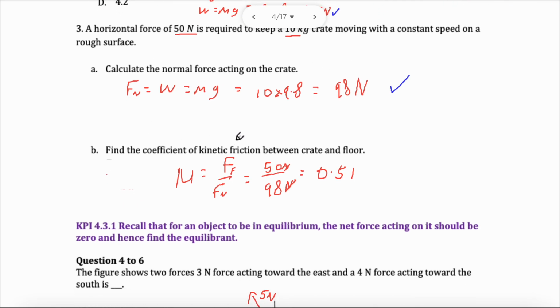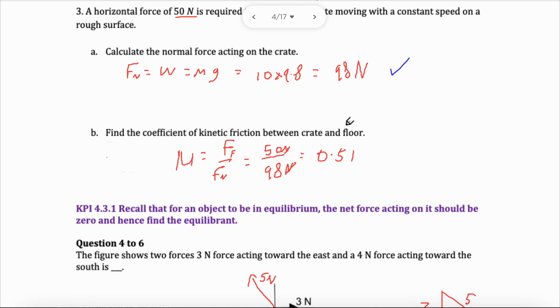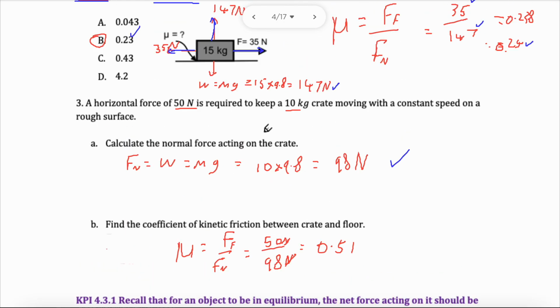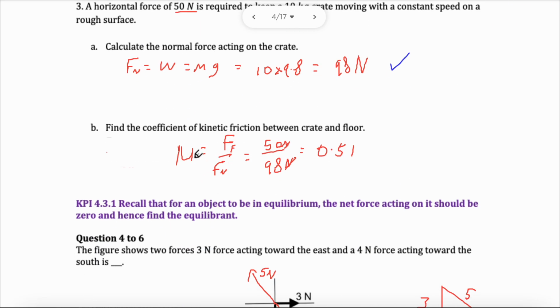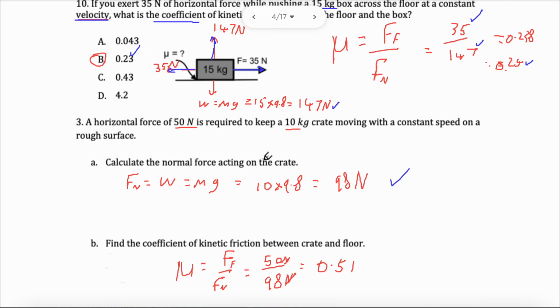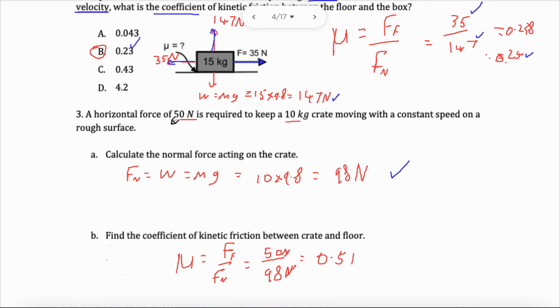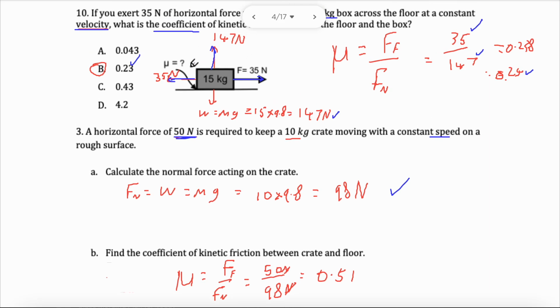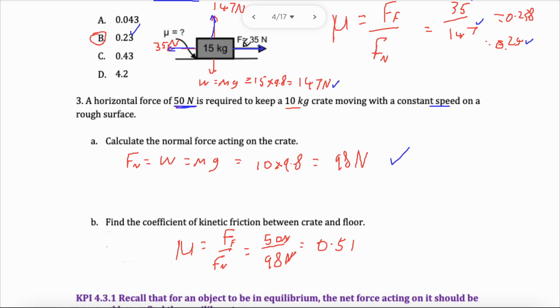Find the coefficient of kinetic friction between the crate and the floor. That is F again, just like over here. The coefficient is friction divided by normal. The friction force we have is here. This is keeping it at a constant speed, so just like here, they are balanced. In this case, they were 35.